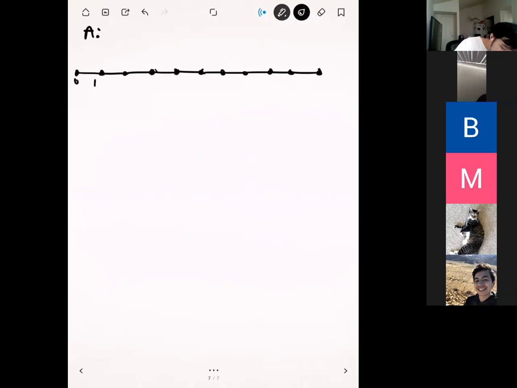So 0, 1, 2, 3, 4, 5, 6, 7, 8, 9, 10. Okay, so first thing is we have our initial cost.